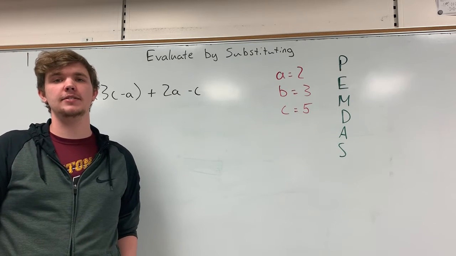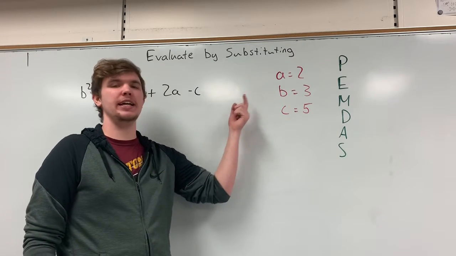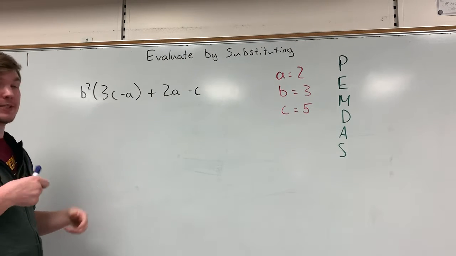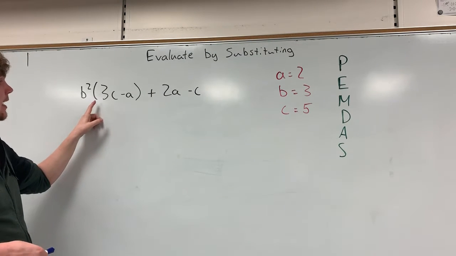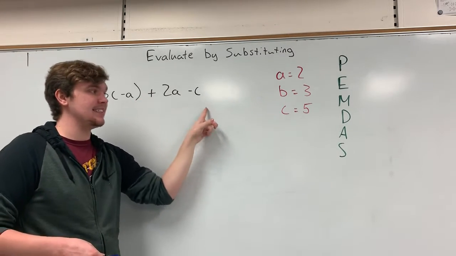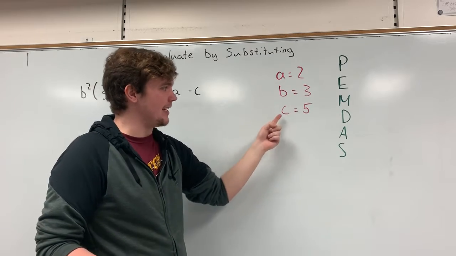Hey guys, I'm Mr. Mills, and today we're going to be evaluating expressions by substituting in known values. Okay, so I have this kind of long expression here, b squared times (3c minus a), and then plus 2a minus c. And I have a equal to 2, b equal to 3, and c equal to 5.